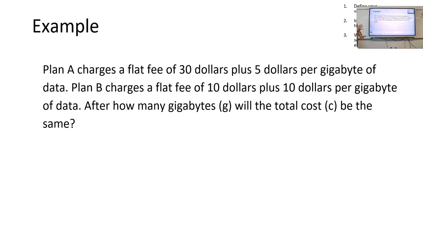So we want to compare the data plans and see after how many gigabytes used would they be the same price. So let's go back to Plan A. So Plan A charges a flat fee of $30. So that means I have to pay $30 no matter how many gigabytes I use. And then on top of that, I'm going to do $5 per gigabyte. So I'm going to write it as 5G. Okay, and the total cost, well, they didn't tell me the total cost, so I'm just going to say that equals the variable C, because C is the cost.